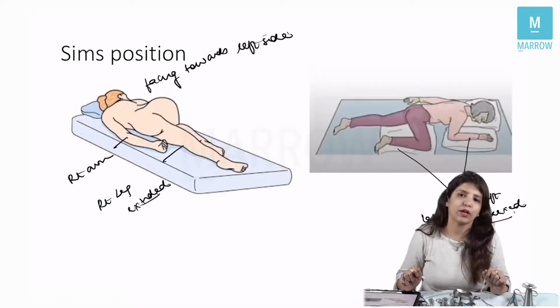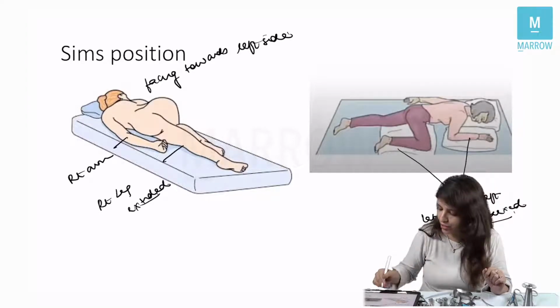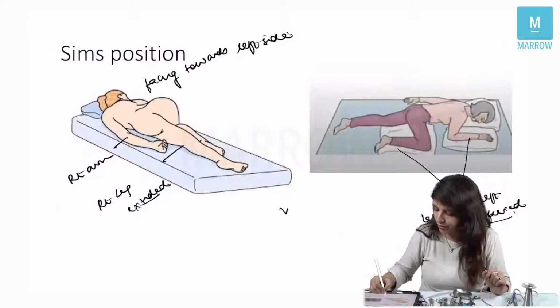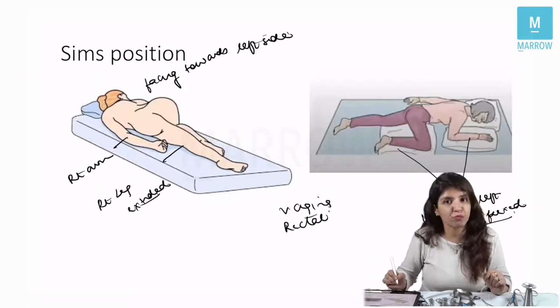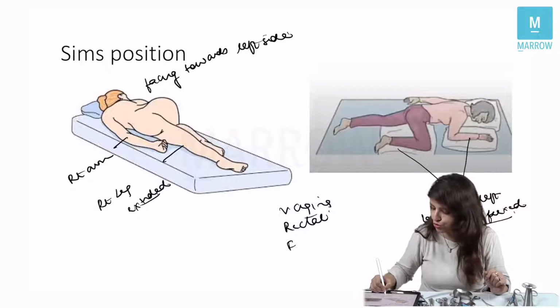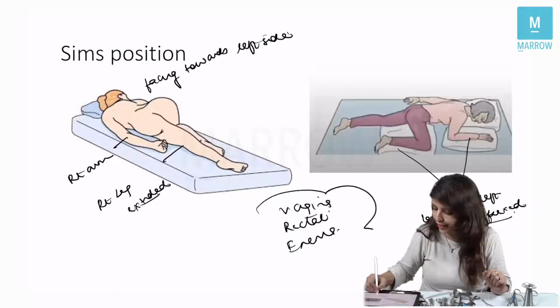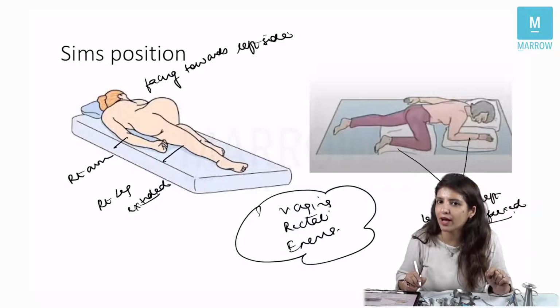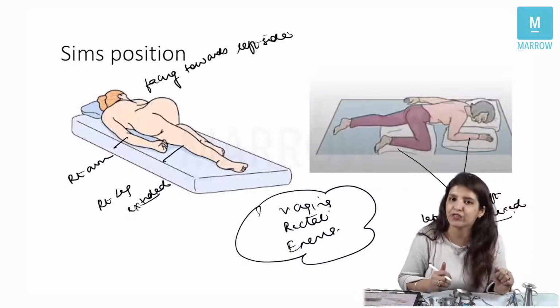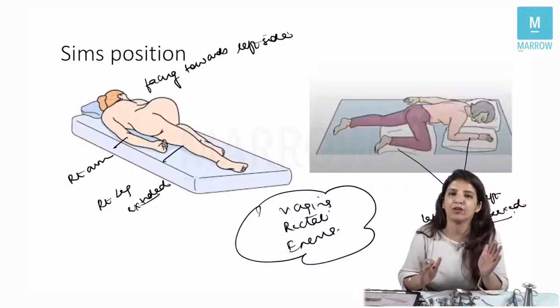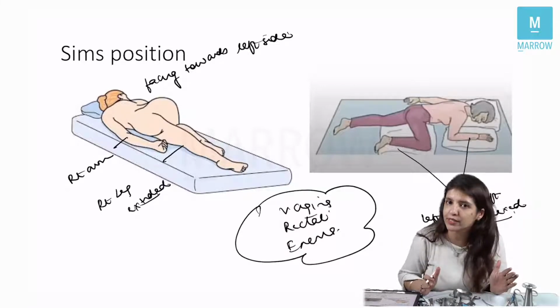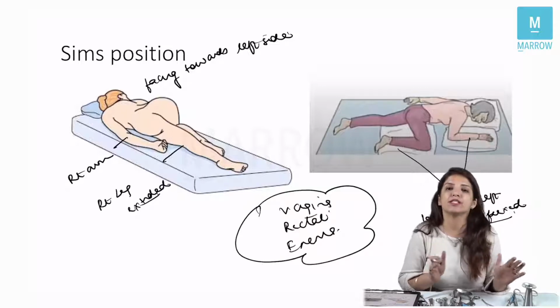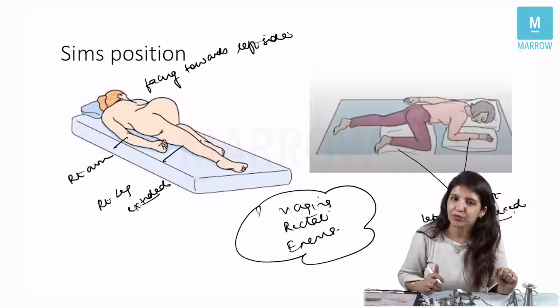Sims position is very important because if you want to examine the vagina, you can examine the vagina in this position. For rectal examination, you can use this position, and you use this position to give an enema, right? So this is what Sims position is, in which the patient is going to lie prone facing towards the left hand side. Right hand side leg and right hand side arm will be fully extended. Left hand side arm and left hand side leg will be flexed, right?